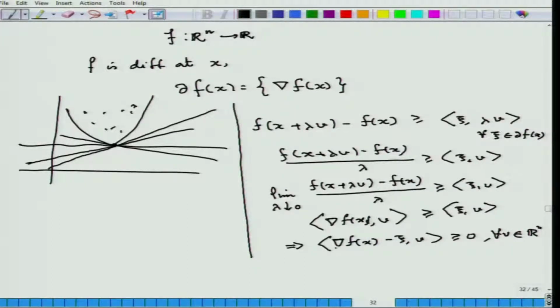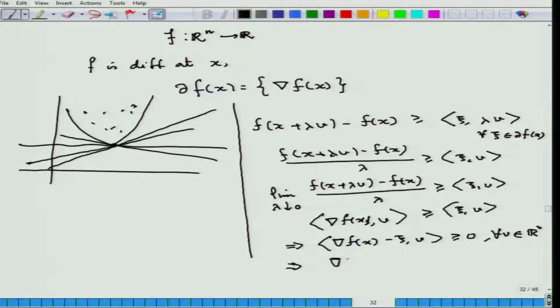So, now what we are getting is that I am having a linear function which is non-negative everywhere, which cannot happen unless grad f(x) minus xi is equal to 0. See, you have a v. So, you could take xi minus grad f(x) as one of those v's and put it here to get the norm of grad f(x) minus xi, whole square, less than 0.